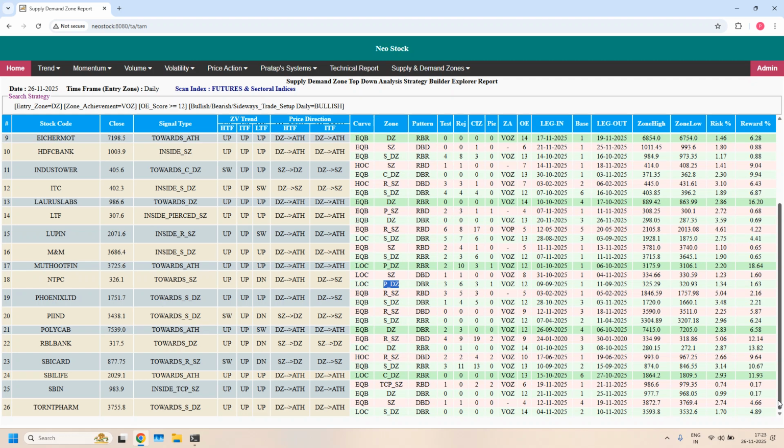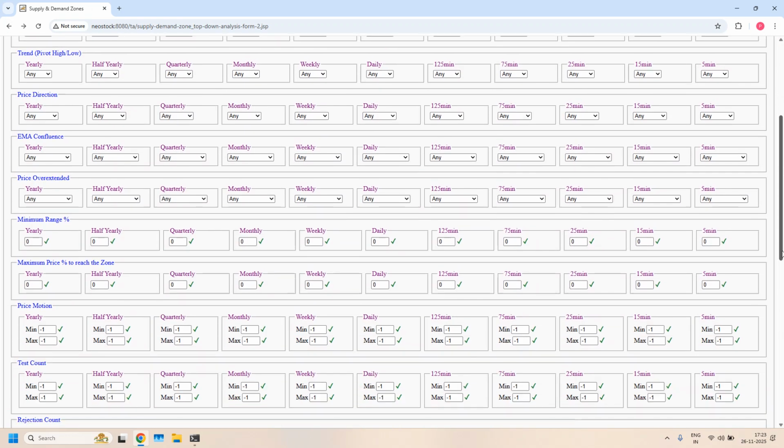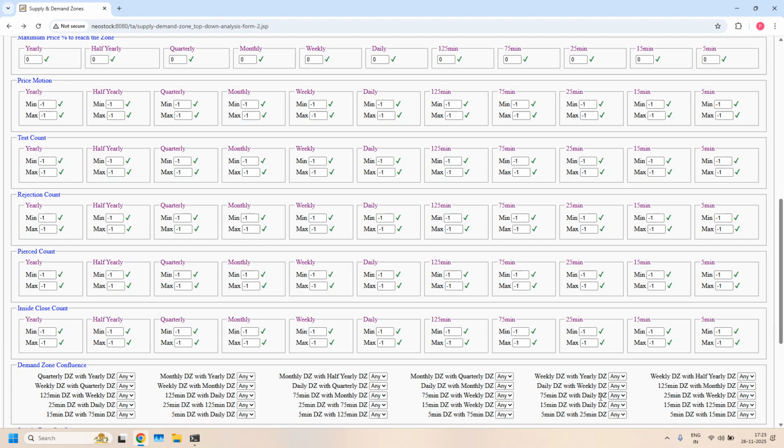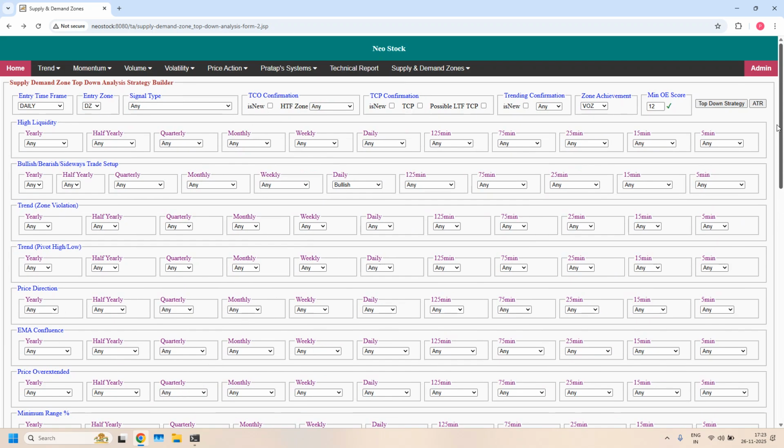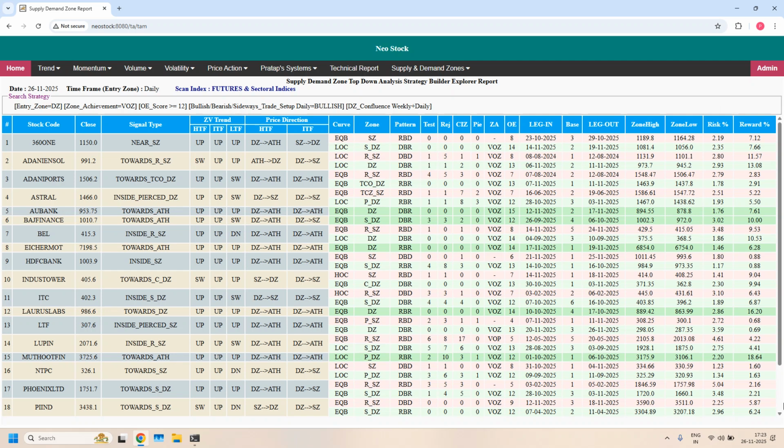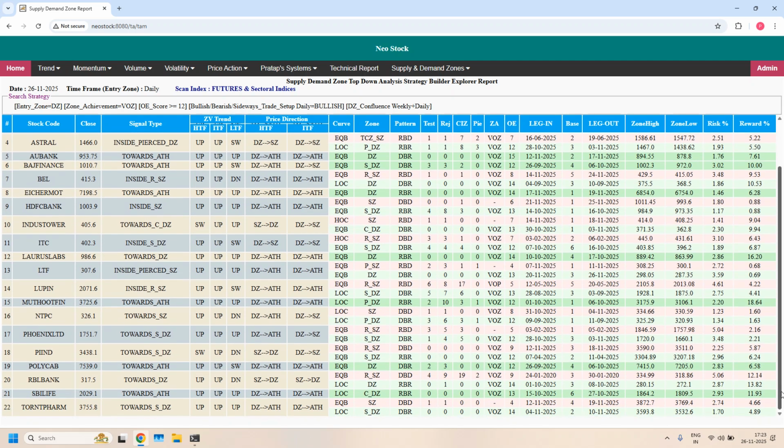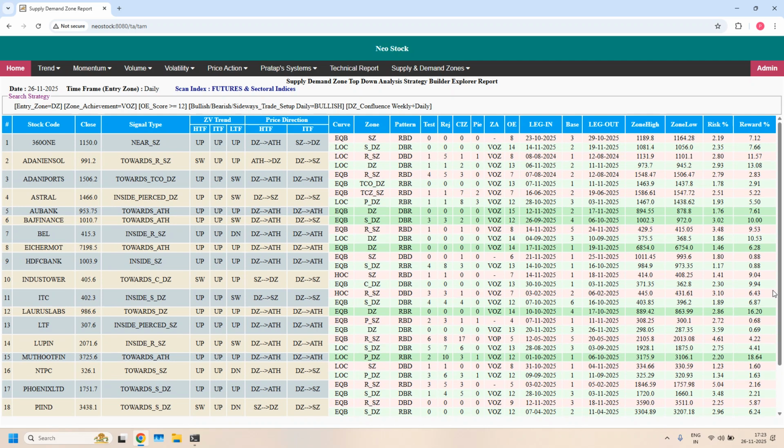So each strategy is having two steps. So first strategy, first step, LTF and ITF demand zone confluence. That is daily and weekly demand zone confluence. Applying the filter on the 26 stocks, we got 22 stocks. First 18 stocks in the list.